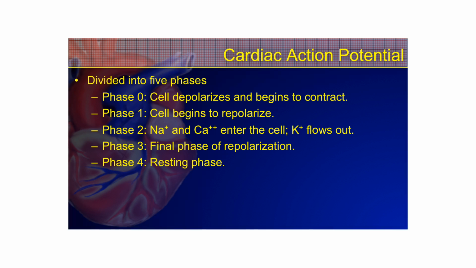Phase 1 is when the cell begins to repolarize, and this is a longer phase, okay? Phase 2 is even longer than that. So phase 1, it'll begin to repolarize, and then phase 2, sodium and calcium will kind of maintain this repolarization state as they flow into the cell, and potassium flows out, and then the final phase of repolarization will occur with phase 3, and then that's where we get back to our resting phase, where we can start again at phase 4, and then go from phase 4 to phase 0, where we get a new depolarization.